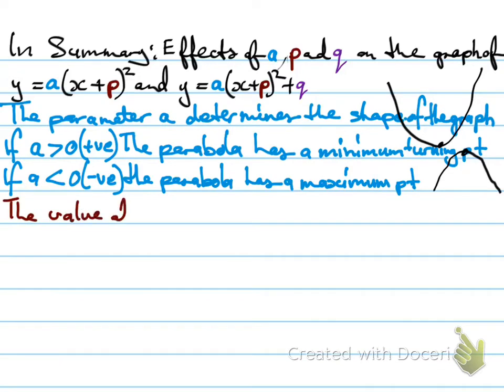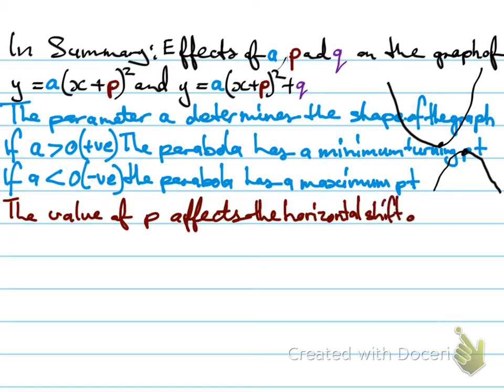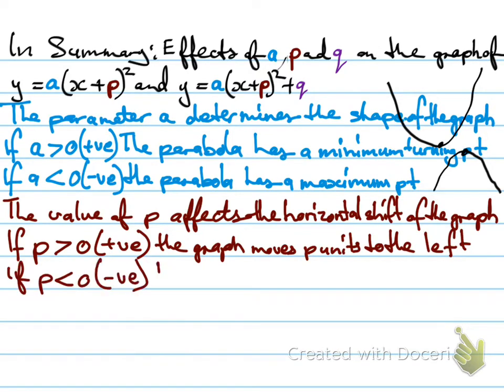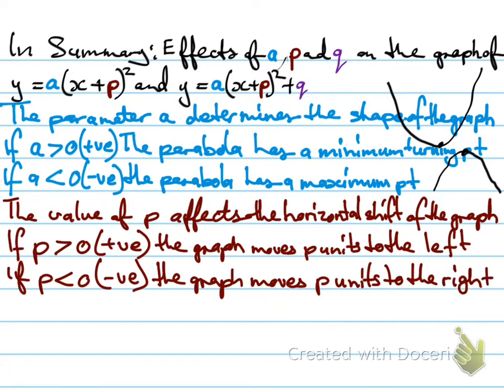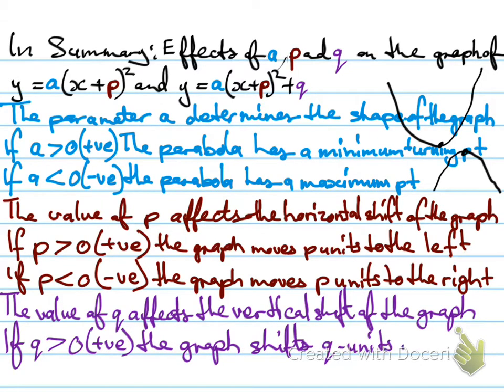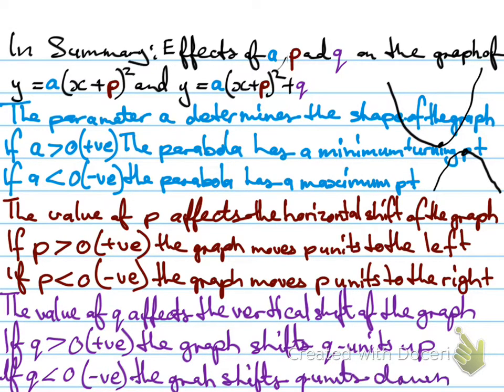And then the value of p affects the horizontal shift of the graph. If p is greater than 0 or positive, the graph shifts p units to the left. And if p is less than 0, the graph shifts p units to the right. Okay, and the effects of q are the same as in grade 10. The value of q affects the vertical shift of the graph. If q is greater than 0, that is positive, the graph shifts q units up. And if q is less than 0 or negative, the graph shifts q units down.